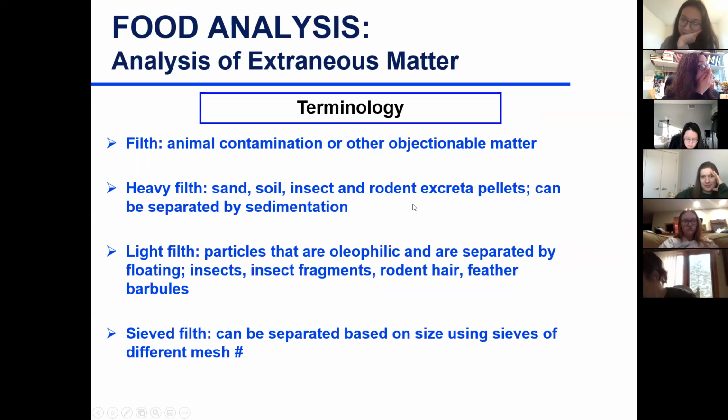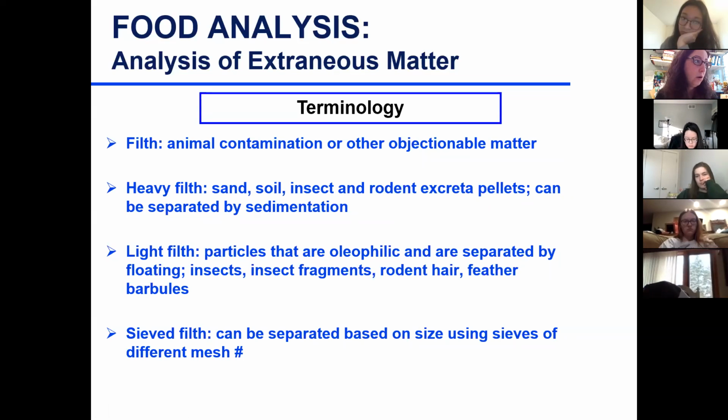Terminology. So filth: animal contamination, or other objectionable matter. You will hear these terms: filth, heavy filth. What heavy filth means is those that would sediment: soil, sand, excreta pellets from rodents or insects, so they can be separated by sedimenting.